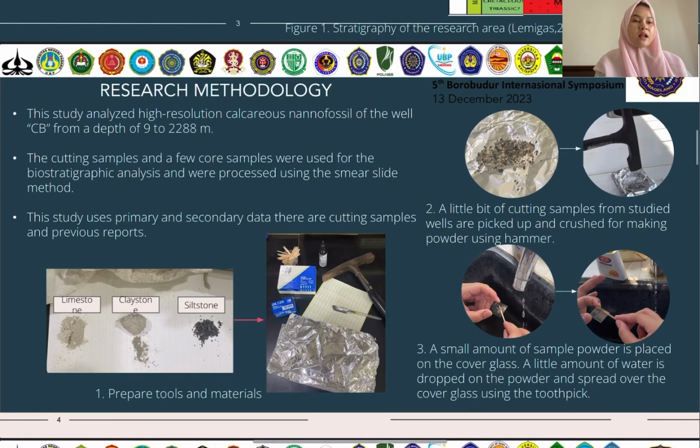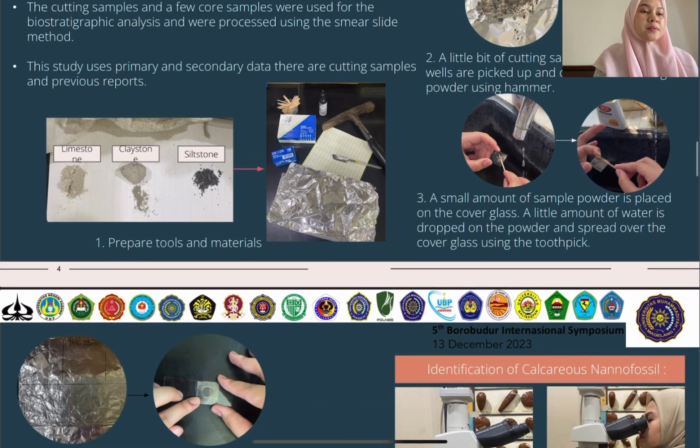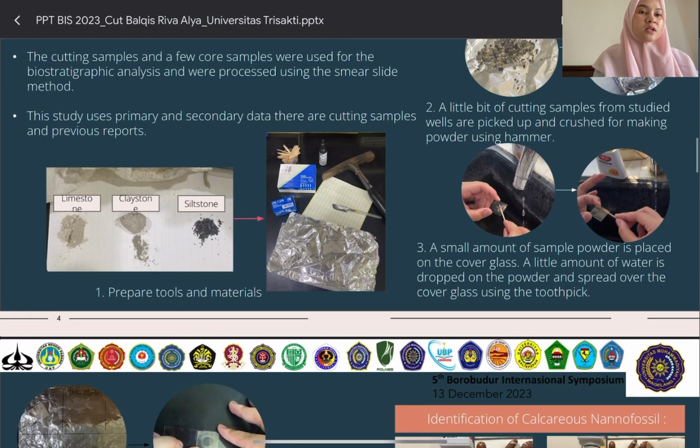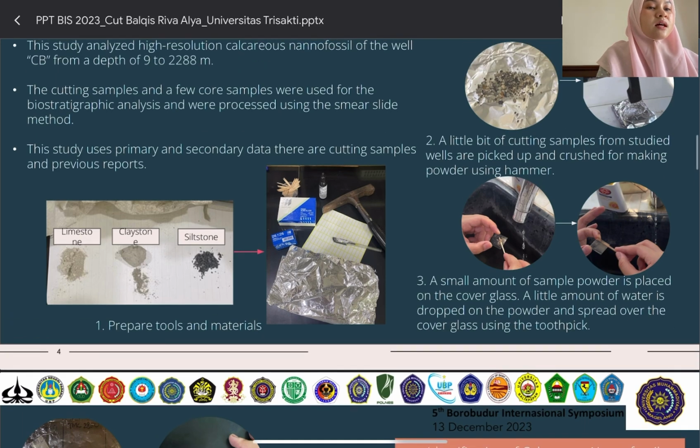Research methodology. The study analyzed high-resolution calcareous nanofossils of the WLCB from a depth of 9 to 2,288 meters. The cutting samples and the core samples were used for the biostratigraphy analysis and were processed using the smear slide method. This study used primary and secondary data: cutting samples and previous reports.